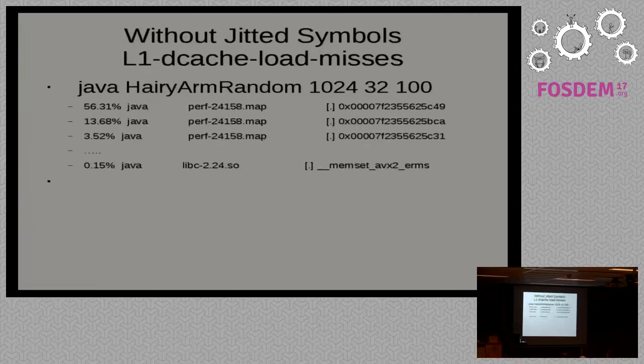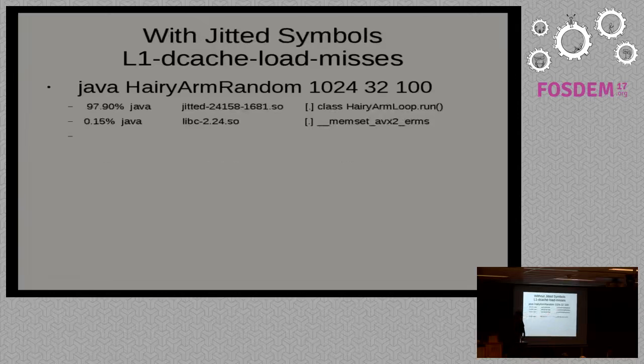So without JITted symbols, if you just went to run perf and look at L1 data cache misses, you get something that looks like this. And this is bad for several reasons, one of which is if you look over here, these are actually in the same method, but you don't know that. And you've got addresses that don't really help. If you use the perf tool that I'm talking about, you can tell that 98% of your L1 cache misses actually happened in that code I was talking about.